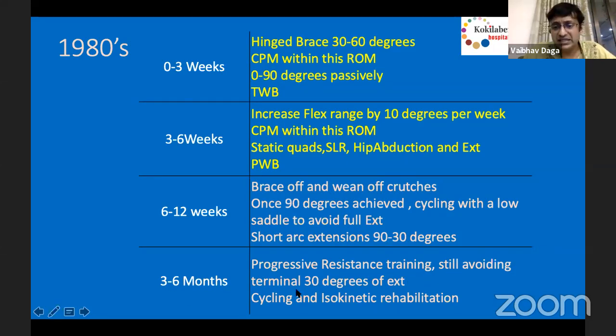Progressive resistance training, still avoiding the terminal 30 degrees of extension, and cycling and isokinetic rehabilitation was the only way you used to do that.